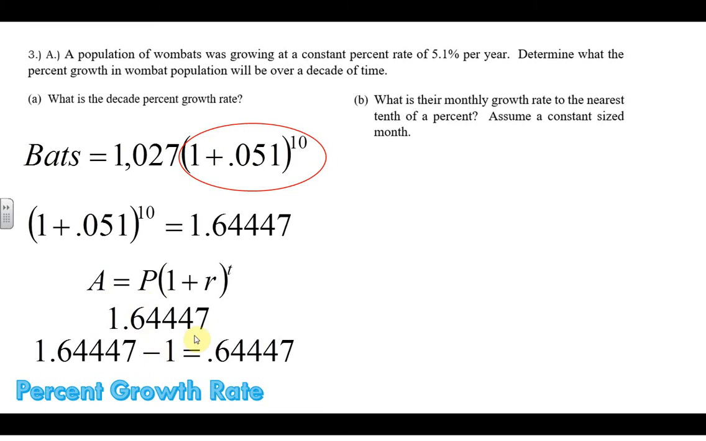You don't have to show this step. We're just trying to show you where the logic of the 64.4 comes from. So over a decade, these wombats would have increased 64.4%. Whoa.